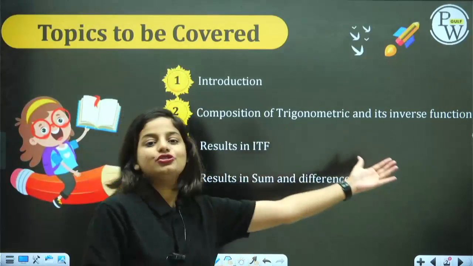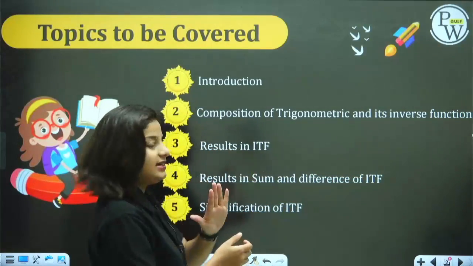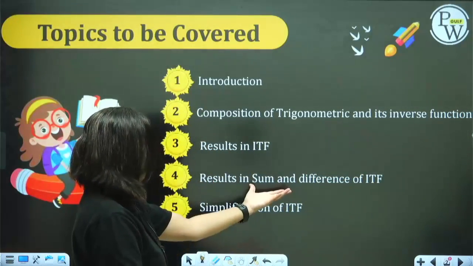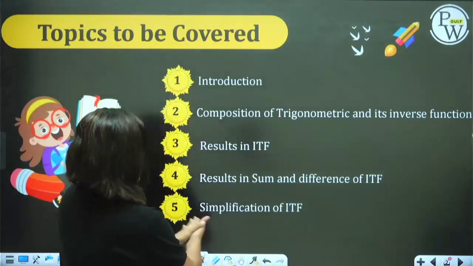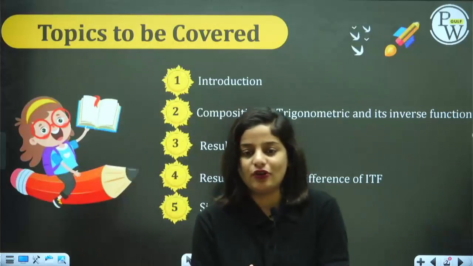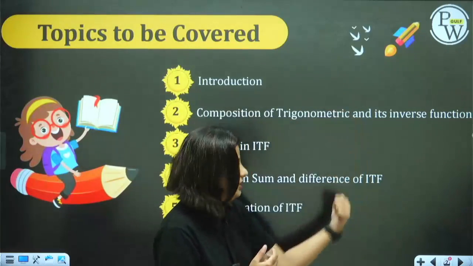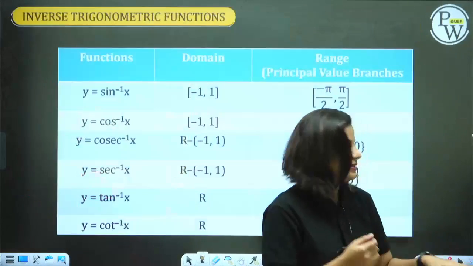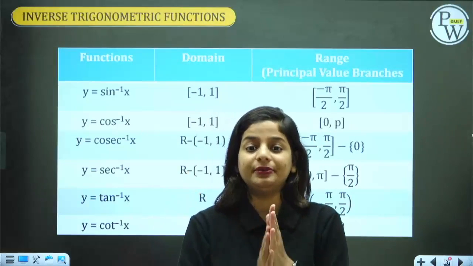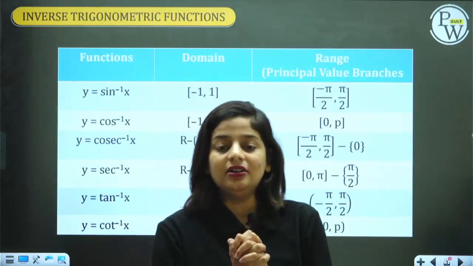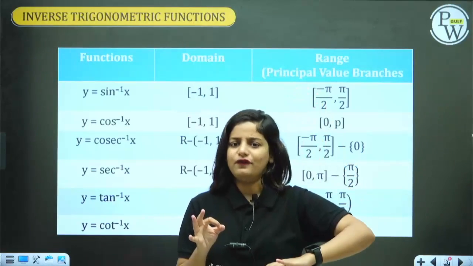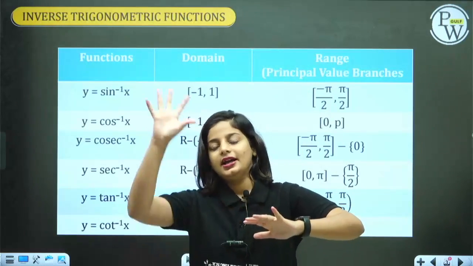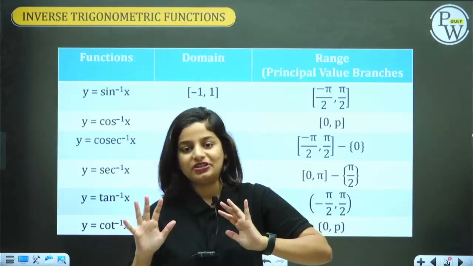Introduction, composition of ITF, results in ITF, some properties of ITFs. These two combined are nothing but properties of ITF, and then the final thing, simplification of ITF. These are all the things we will be covering in today's class. I know that this chapter will need a lot of question practice. There is a set of formulas which you have to remember and then apply in the questions.